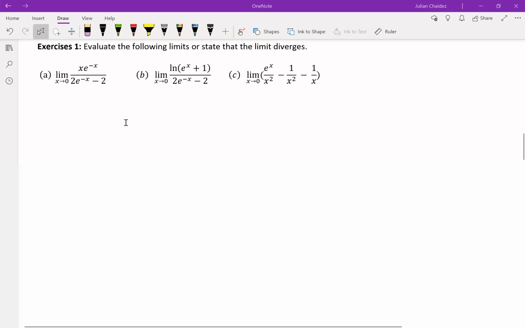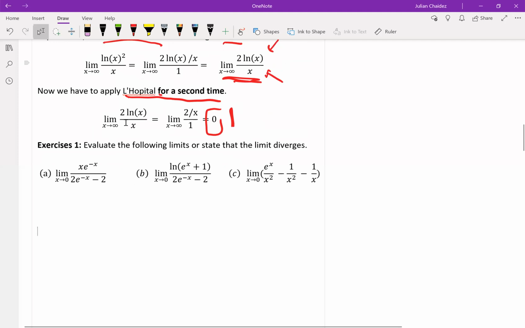All right, let's go over these exercises. So let me get the pen ready. All right, so for A, that's the one that's the most straightforward. Here, x times e to the negative x goes to 0 as x goes to 0, and so does 2 e to the negative x minus 2.